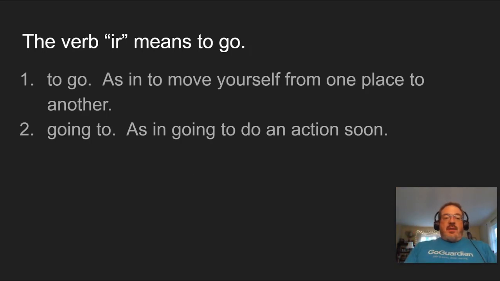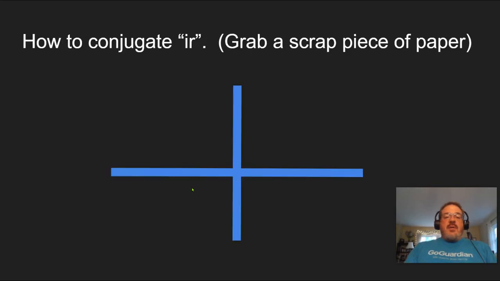Number two, going to, as in going to do something, which is something you will do soon. Like I'm going to do my homework. I'm going to visit Bob. I'm going to go on a vacation next week, those kinds of things. All right. So both of those kinds of things mean to go. So here's where you need your scrap paper. Do you know how to conjugate the verb ir in Spanish?